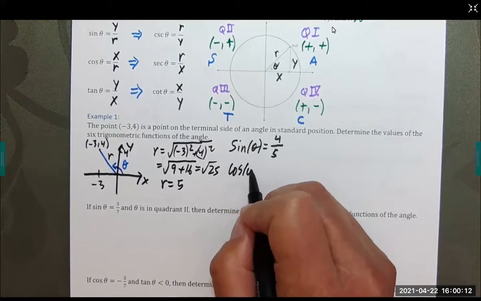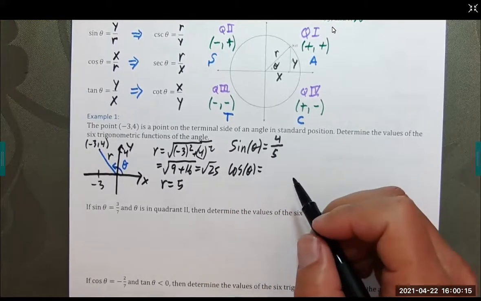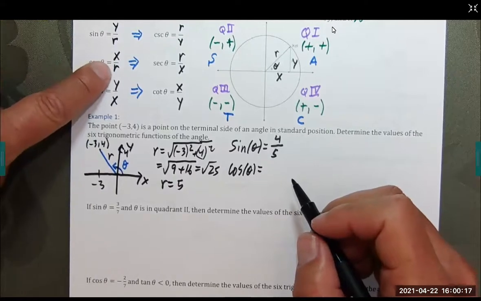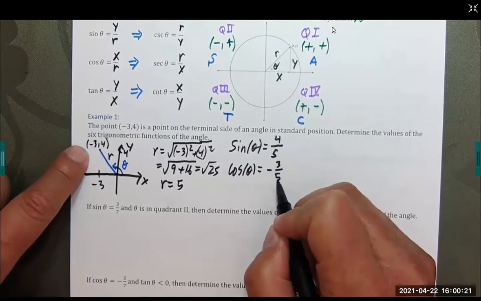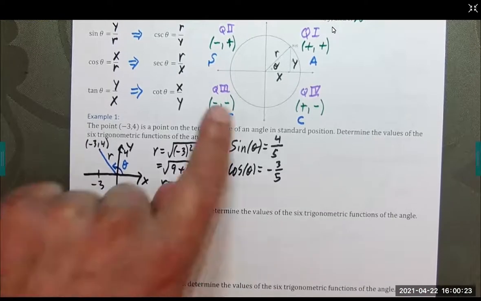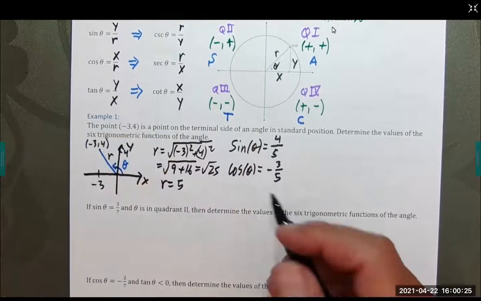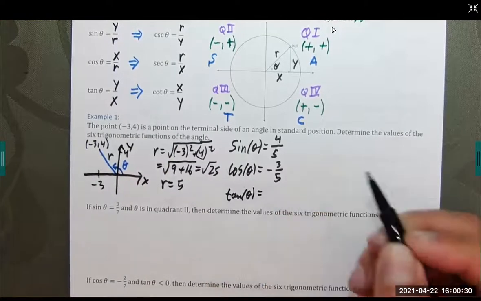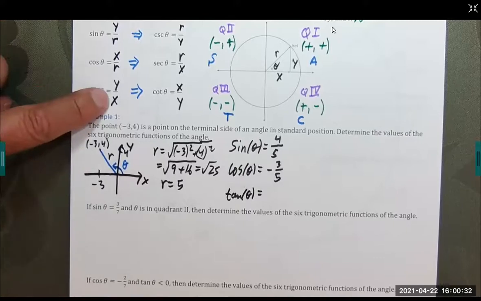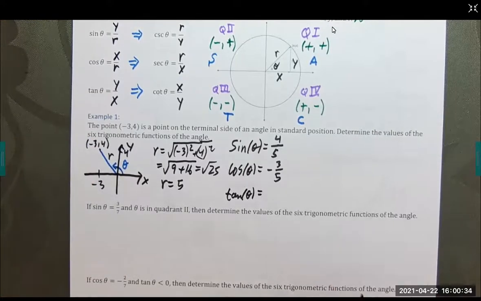Cosine theta, cosine is x over r. X in this case is -3 over 5. And we can definitely see that x is negative, right? Cosine is negative there. Tangent theta is y over x. So that's 4 over -3. So that's -4/3.